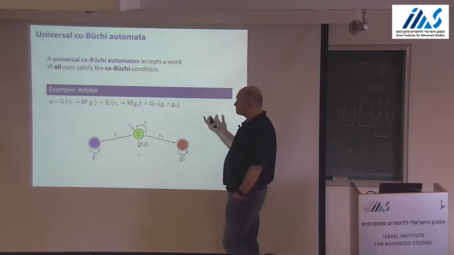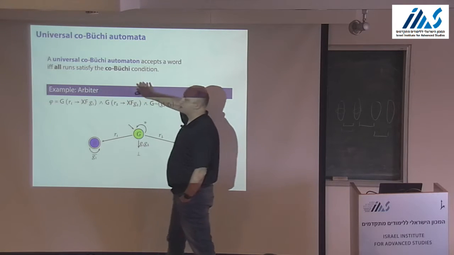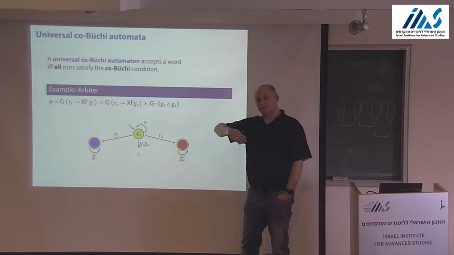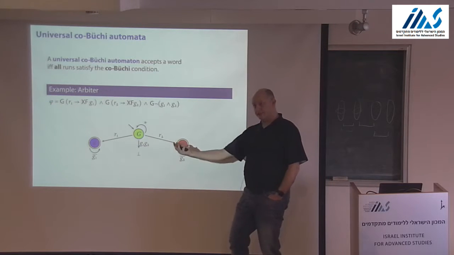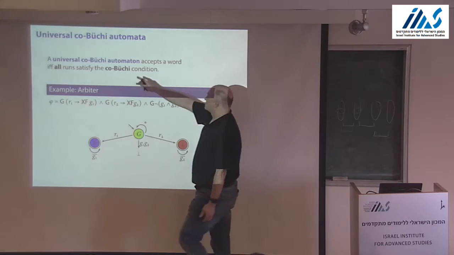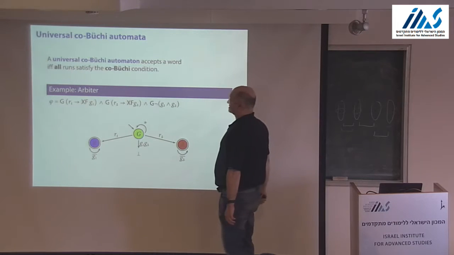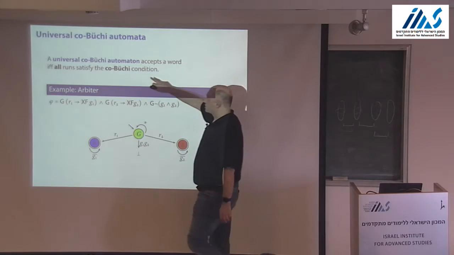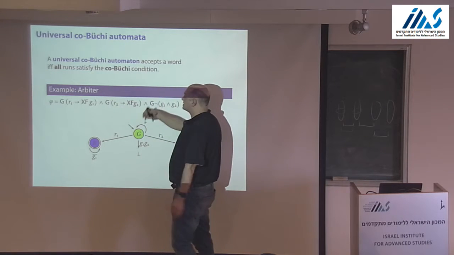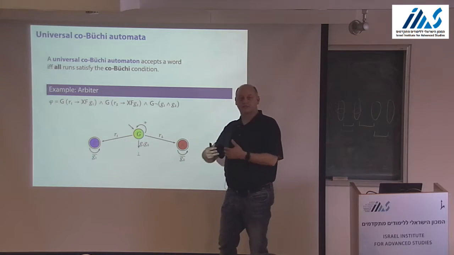Okay. So a universal automaton accepts a word if all its runs satisfy the acceptance condition, right? A non-deterministic automaton accepts a word if there is a run that is accepting. In a universal automaton, we require all runs to be accepting. And I'm going to work with the co-Büchi condition. So that means that on all runs, the designated set of states appears only finitely often.